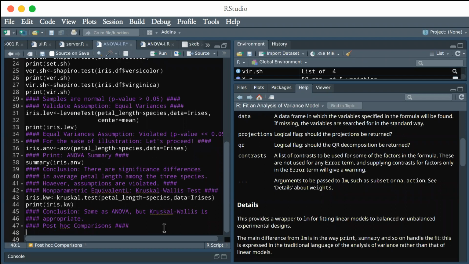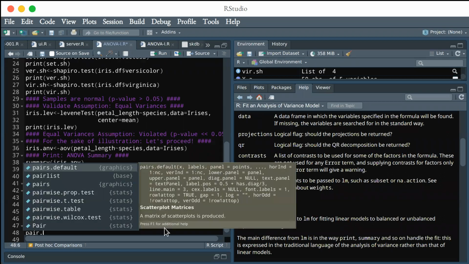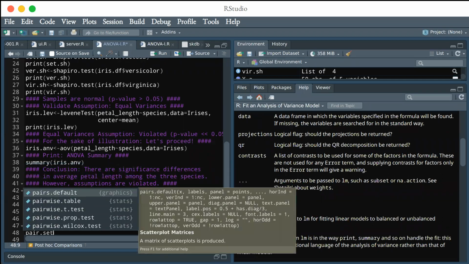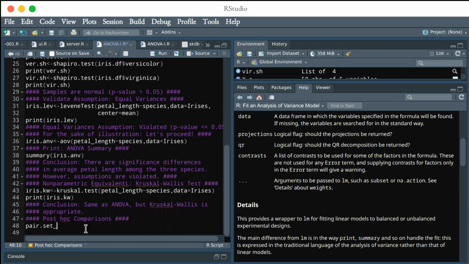So first pair, I can compare the Setosa to Versicolor.